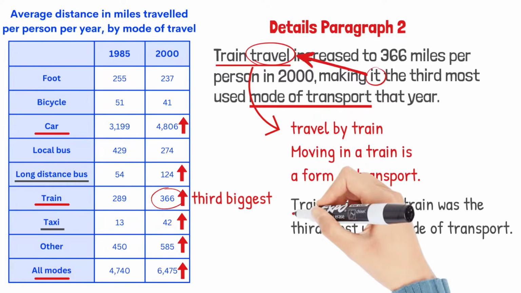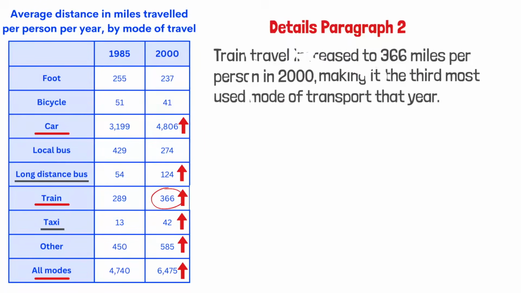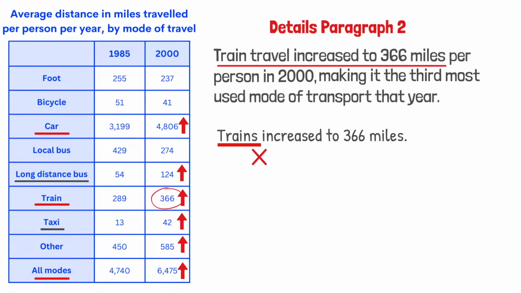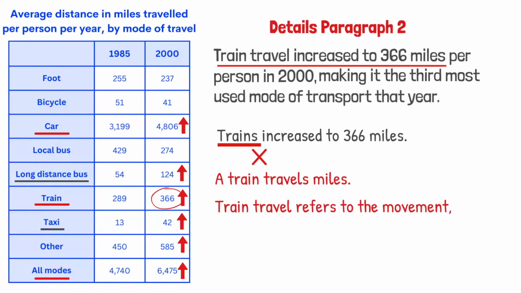Of course, you can say that trains or the train was the third most used mode of transport, but knowing how to use the word travel can help you vary your language. What about here? A train doesn't have miles, right? It travels miles. Train travel refers to the movement, which can be measured in miles. That's why we say train travel increased to 366 miles.